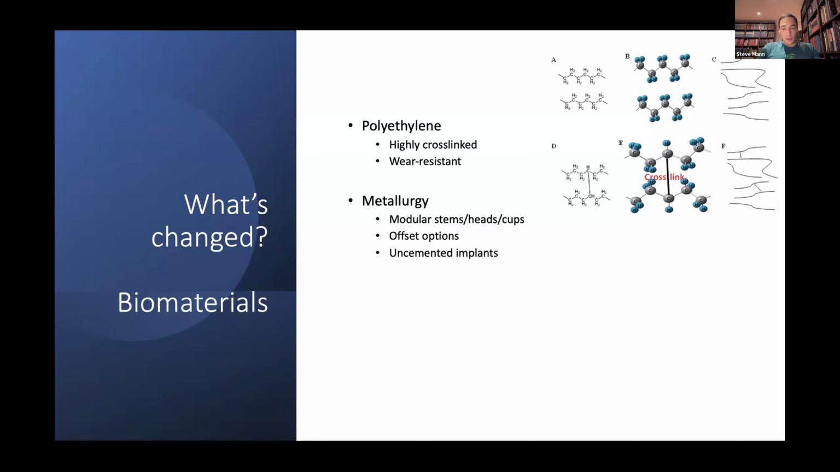So we've got modular components with different options for offset. And also, by and large, especially in North America, we've moved away from cement, and we use uncemented implants, which rely on the bone growing into or onto them.